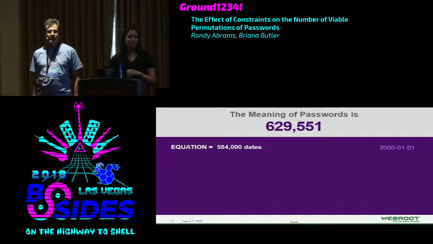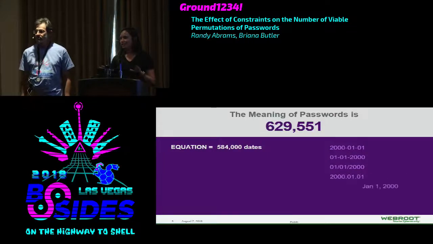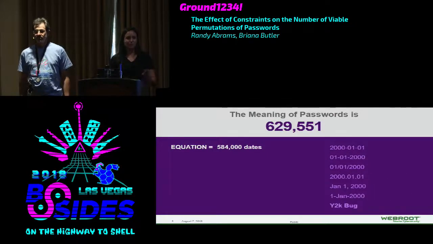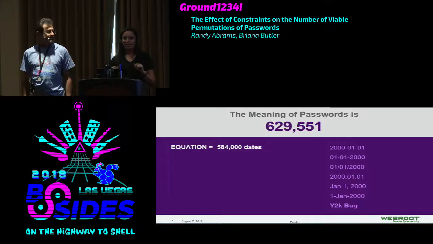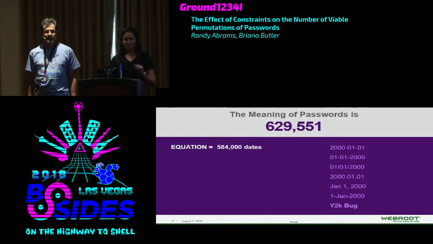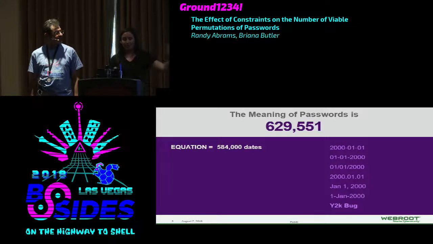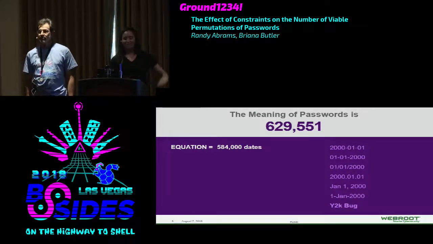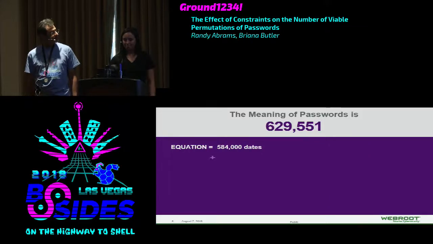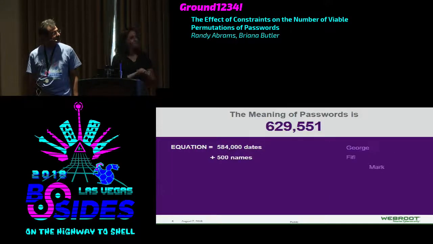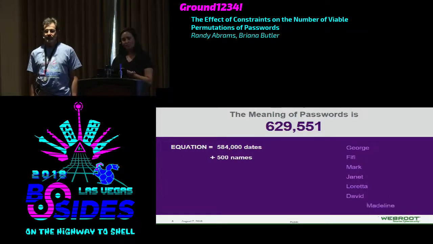All right, so we all know from the Hitchhiker's Guide to the Galaxy that the meaning of life is 42. Well, we're here to present that the meaning of passwords is 629,551. Now, how do we come to this number? I will tell you. We began with about 20 years of dates, 80 years ago of dates and 20 different formats of those dates, and that came to 584,000. We then added 500 names. I'm sure none of you have used those in a password.